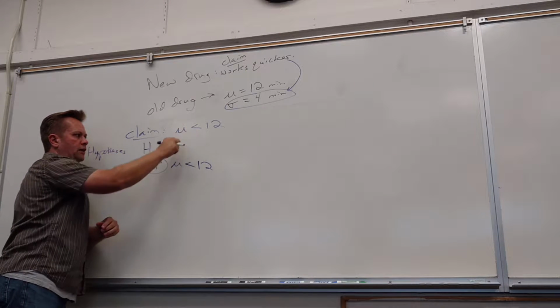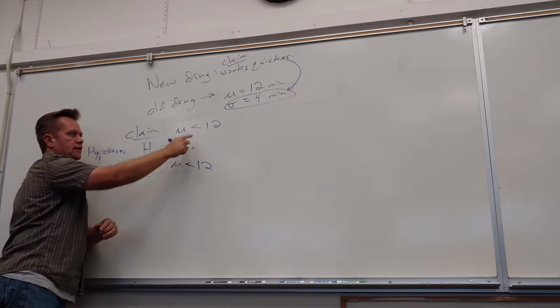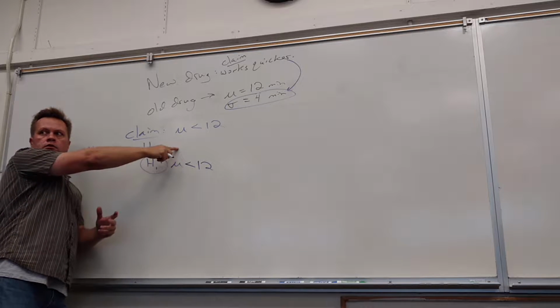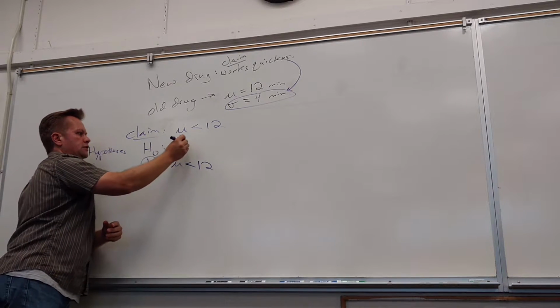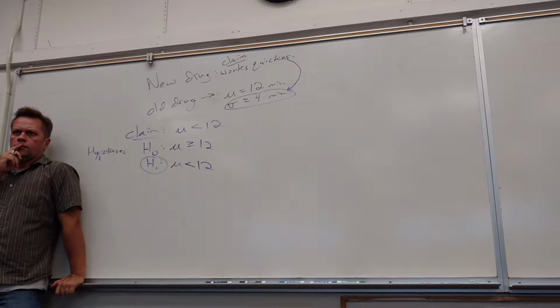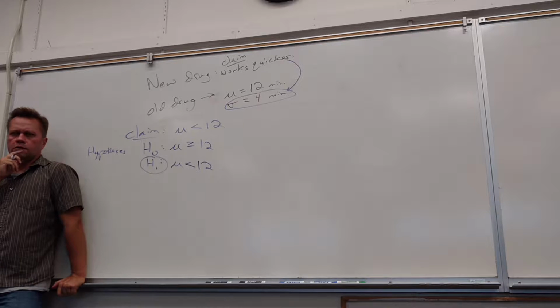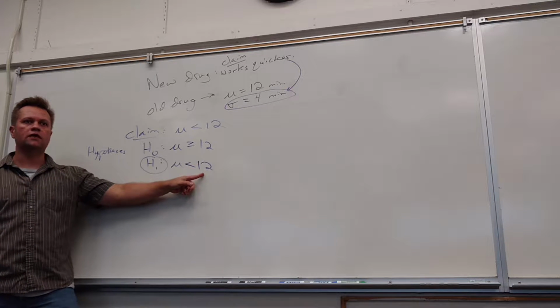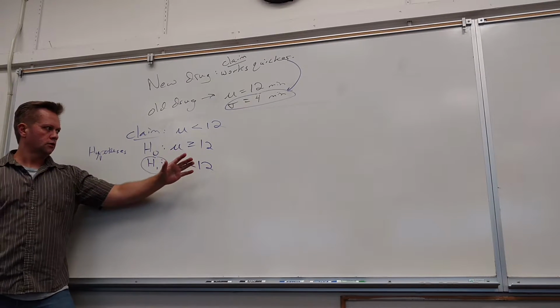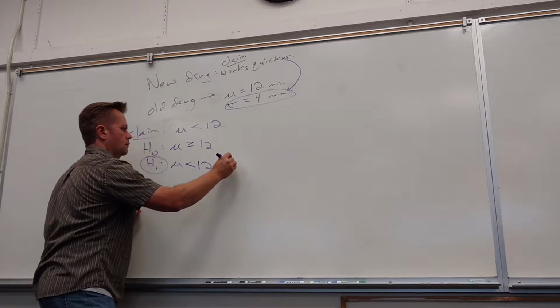So you put the claim in the place where it belongs. If it has an equal sign, you put it there. If it doesn't, you put it here. Now what goes here? Yeah, the opposite stance is it's at least 12. I like it. So if I can't find evidence that it's less than 12, then it looks like it's at least 12. Okay. So this one's my claim.